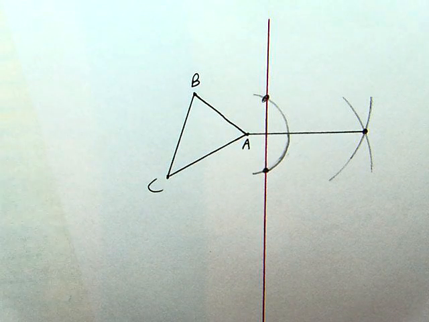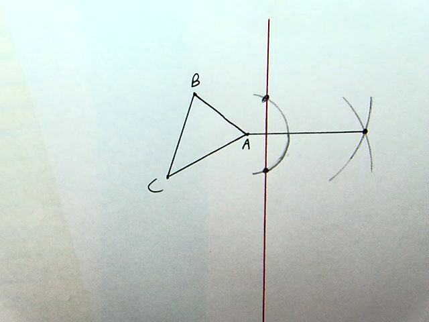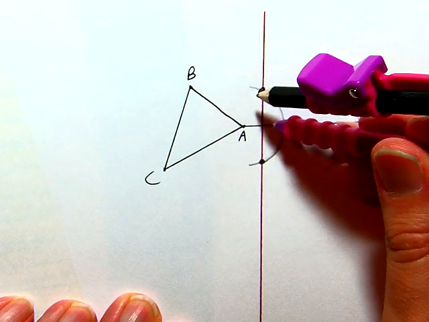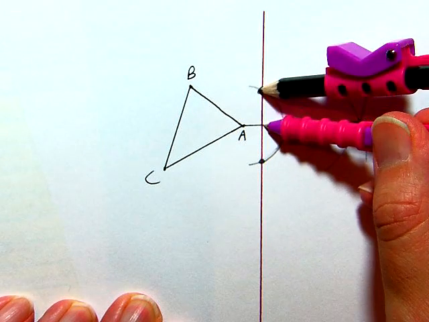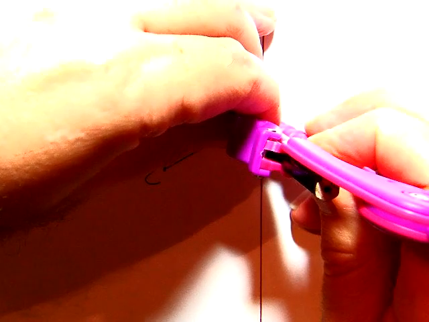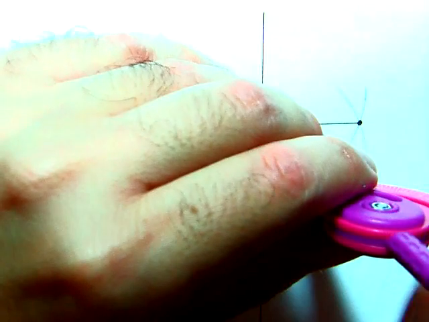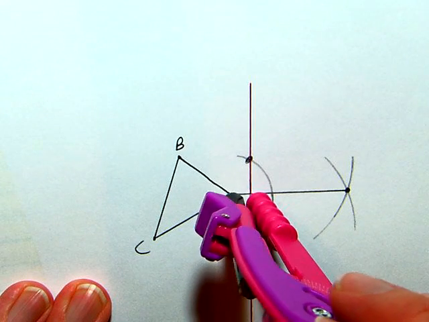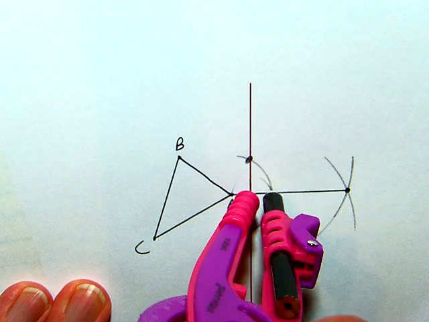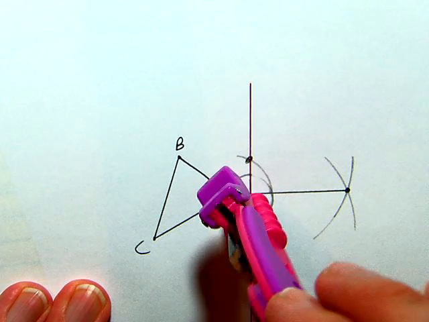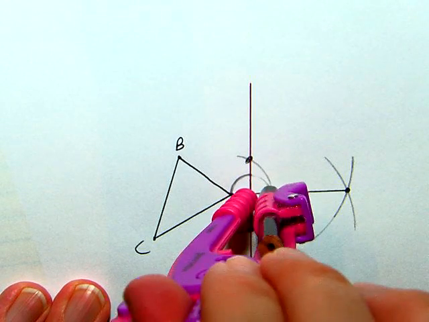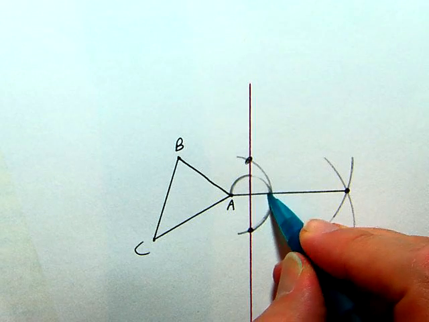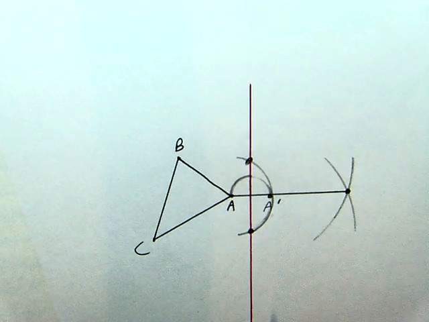And I'm almost done with finding out where point A prime is. In order to do that, I now have to place my compass at the intersection of the two perpendicular lines, right over there, and then measure off the distance from there to point A, like such. And then make this intersect the perpendicular line on the other side, and it pretty much coincides with the other arc that I drew. So A prime ends up being right over there. So we've got our first point.